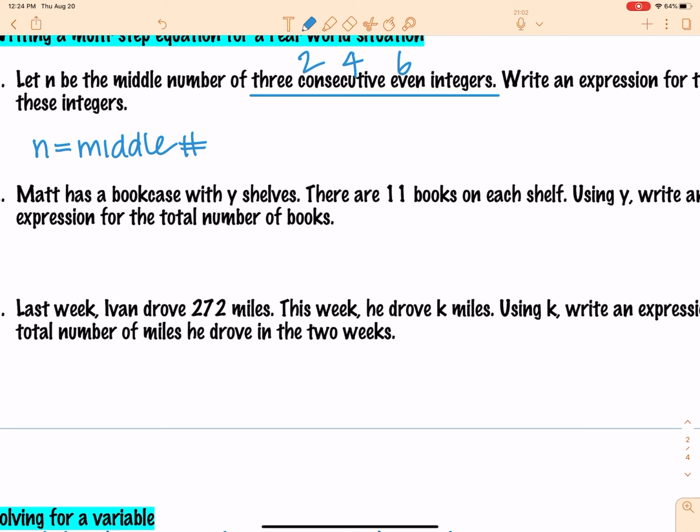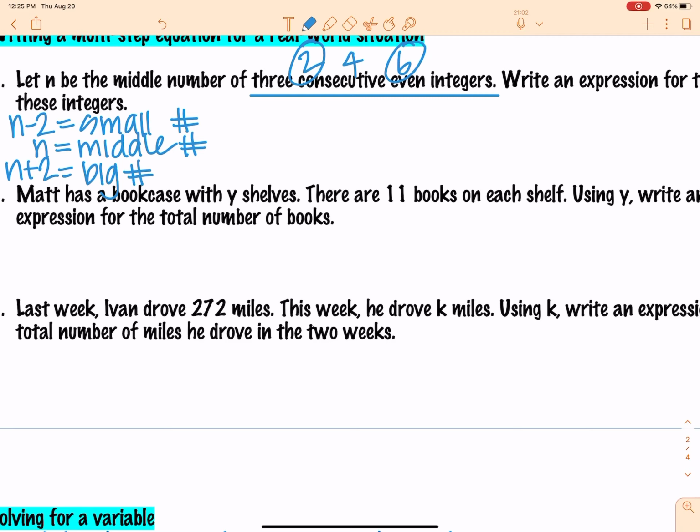So how am I going to write the other expressions? For example, n right now is equal to the number 4. How would I write 2 and how would I write 6, knowing that n is equal to 4? Well, since they're even integers, we know even integers are 2 away from each other. So if I wanted to write the smallest number, I would just subtract 2 from n, right? Because it's 2 away. If I wanted to write the biggest number, again, it's 2 away, but it's 2 more than the middle number.